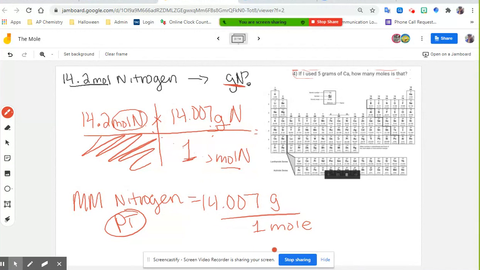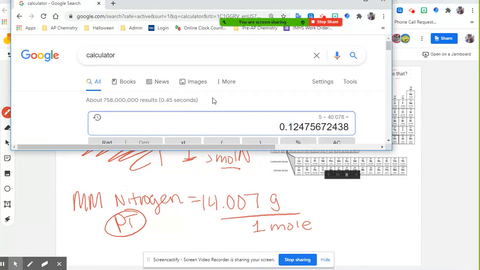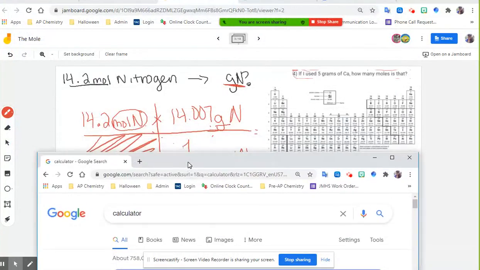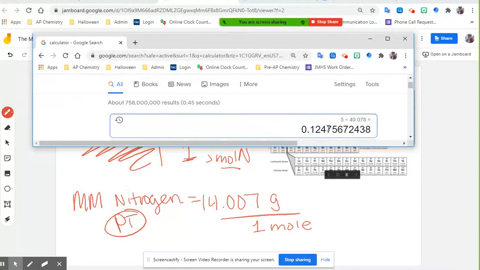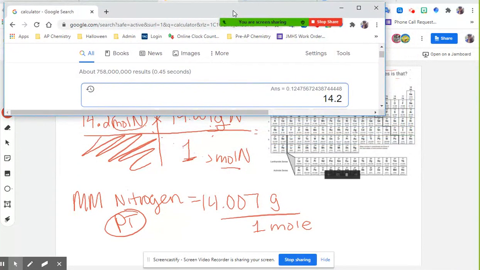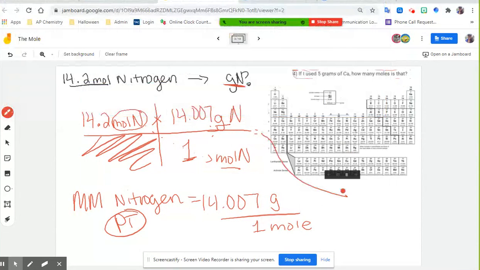Okay, so then we would type this in. We're going to go ahead and go to, darn it. Let me see if I can scroll. There we go. Okay, so we're going to go 14.2. We're going to multiply it by 14.007, push equals. I have that. That's the top. Now I'm going to divide by the bottom. End up with the same answer, obviously. Okay, so our answer is 198.899, so we're going to go 199. And then our units are going to be grams of nitrogen.